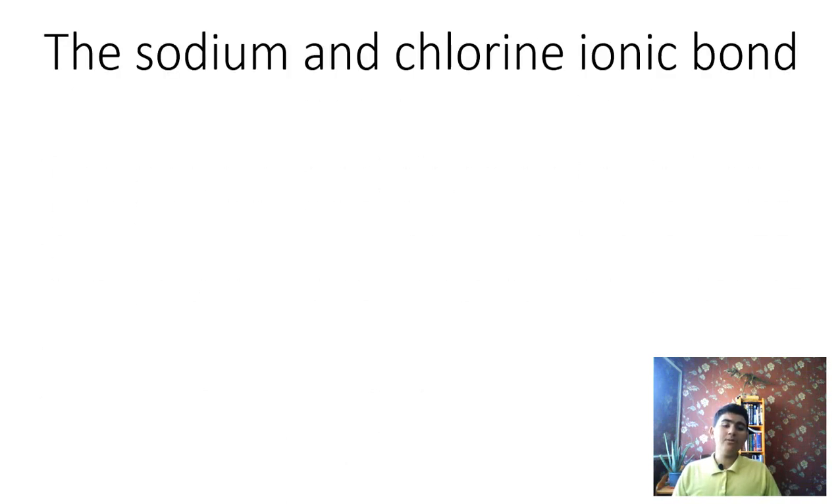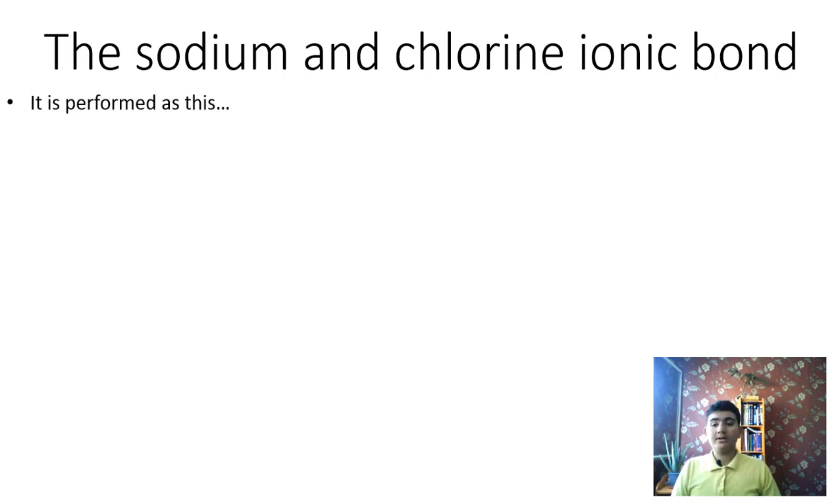Okay, so in the previous video we left off at the part of the sodium and chlorine ionic bond. So let's continue from there. If you watched my previous video, I talked about some atoms that are so different in their electronegativity that one of the atoms strips an electron or two from the other atom and they form an ionic bond. One real example is sodium and chlorine.